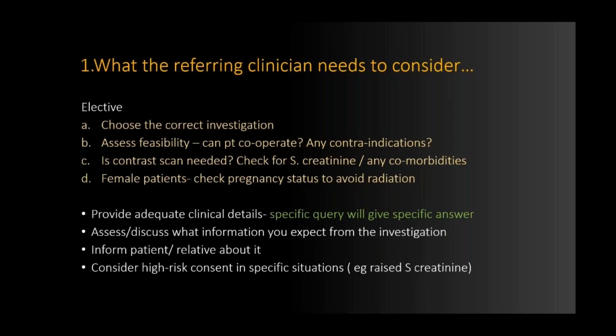Then you also need to assess the feasibility. Can the patient cooperate? We are talking about specific situations where the patient may be very agitated, or in altered sensorium, where an MRI may not be feasible, whereas a contrast enhanced CT might be feasible because it takes a lesser amount of time. So all of these things have to be taken into account. And then, are there any specific contraindications? That applies mostly to MRI, because if there is a patient with a cardiac pacemaker or an MRI incompatible device, then one might have to think of alternative investigations.